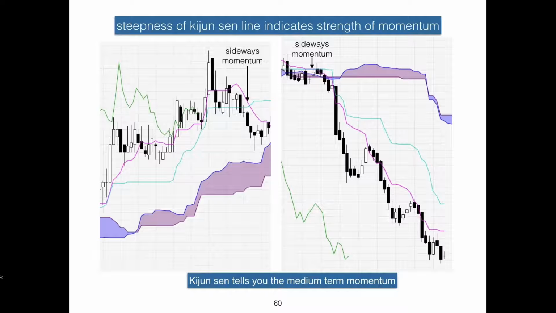Now, the Kijun-sen tells you the medium-term momentum of the market. A steeper Kijun-sen line in an uptrend or a downtrend signals strong directional momentum. So the steeper the slope, the stronger the move.